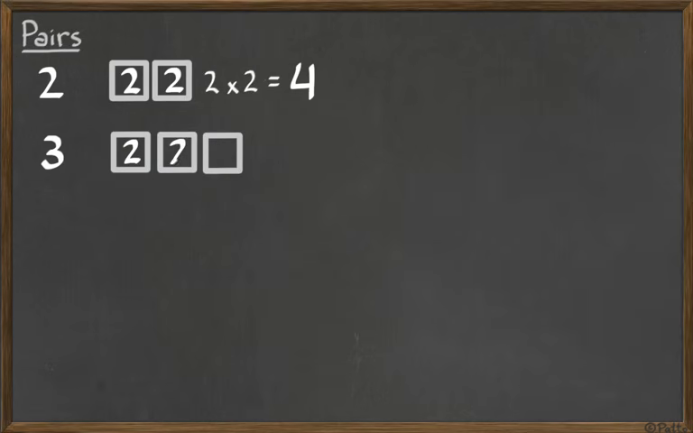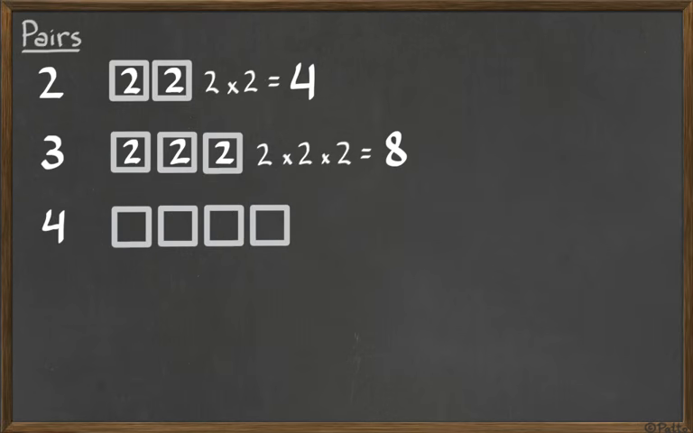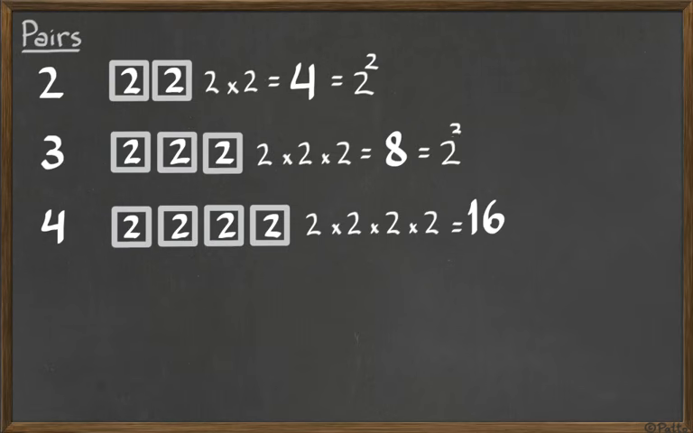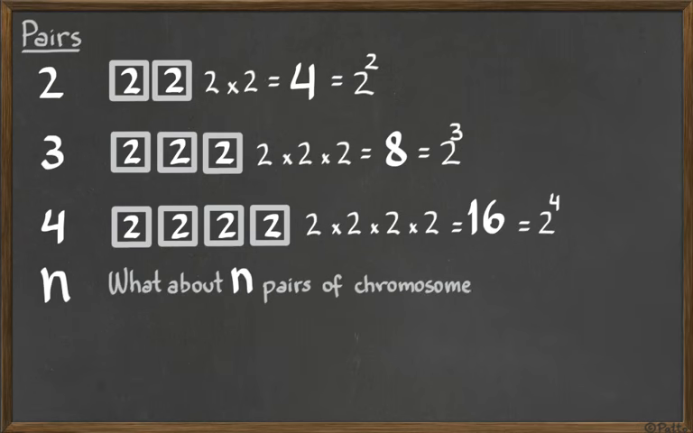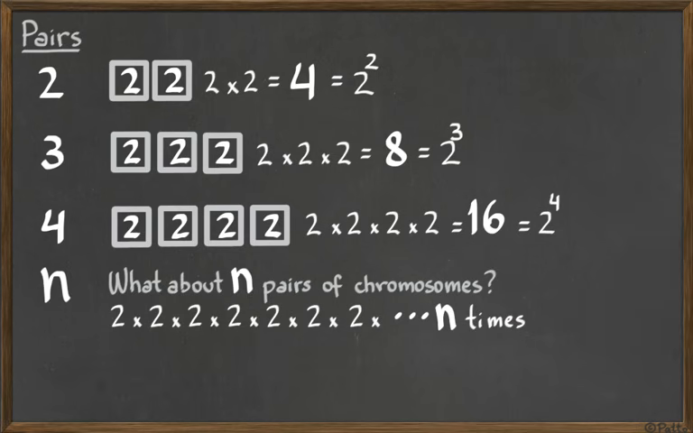Okay? So, 2 times 2, 2 to the power of 2, equals 4. With 3, 2 times 2 times 2 equals 8. If you have 4, it's 2 to the power of 4, which equals 16. So, 2 to the power of 2, 2 to the power of 3, 2 to the power of 4. What if you have n pairs of chromosomes? You're going to have 2 times 2 times 2, n times, which equals 2 to the power of n.